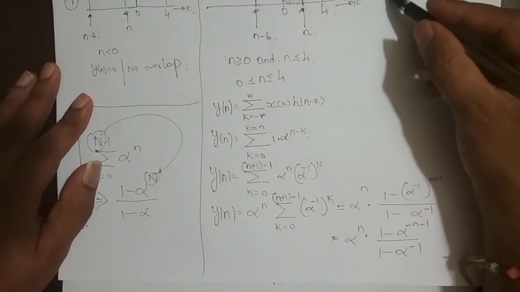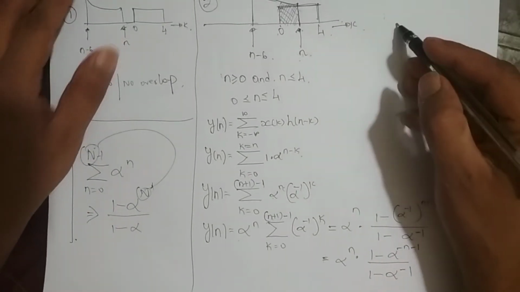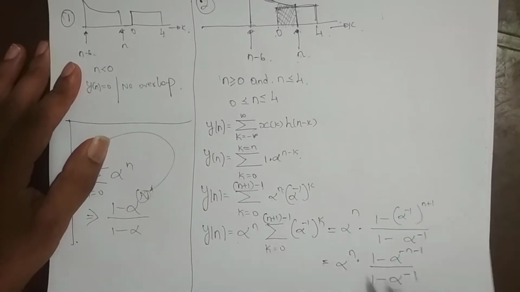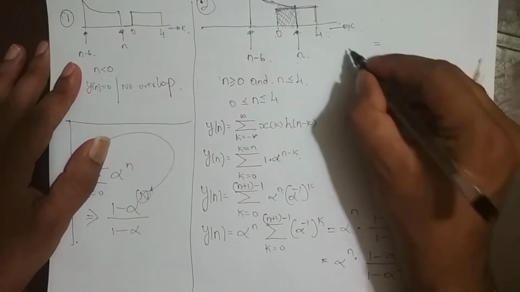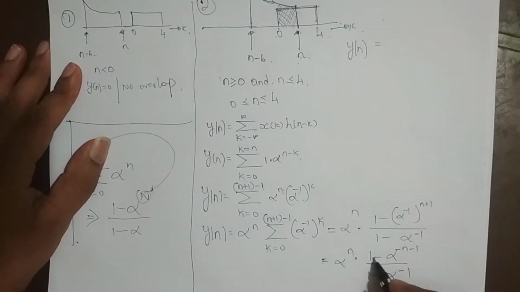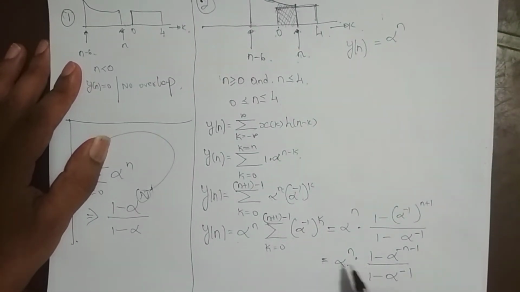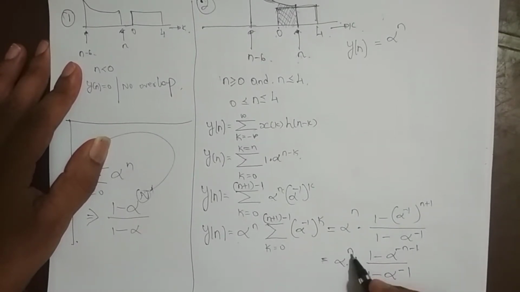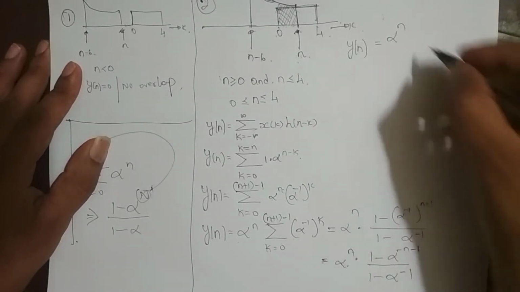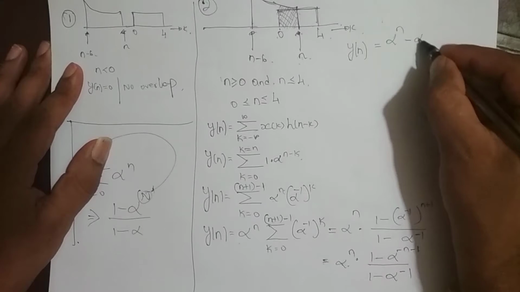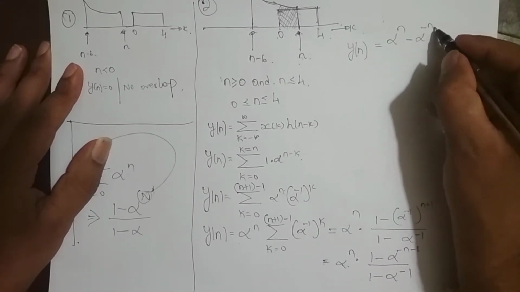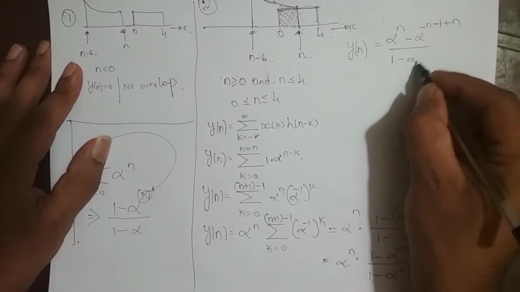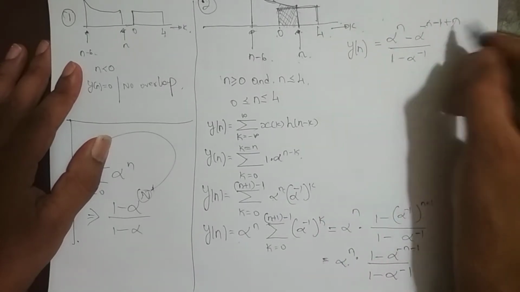So I'll continue it from here. So I'll multiply this alpha to the power n to the numerator. So what do I get? 1 into alpha power n is alpha power n, and alpha power n into alpha power minus n minus 1 is nothing but this term plus one more alpha power n, right? So this is nothing but alpha power n minus alpha power minus n minus 1 plus n whole divided by 1 minus alpha power minus 1. Okay, so minus n plus n cancels out.